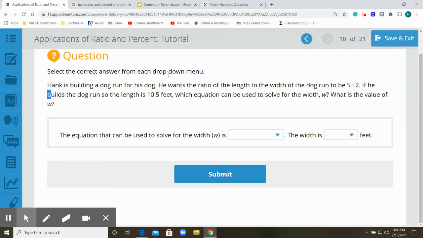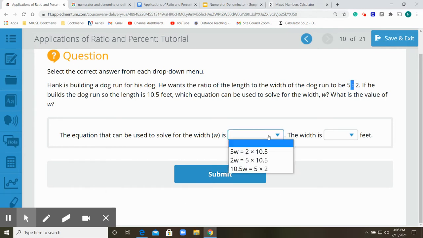Select the correct answer from each drop-down menu. Hank is building a dog run for his dog. He wants the ratio of the length to the width of the dog run to be 5:2. These two dots, the colon there, sorry, is 5:2. That's how you read that. If he builds the dog run so the length is 10.5 feet, which equation can be used to solve for the width, W? What is the value of W?